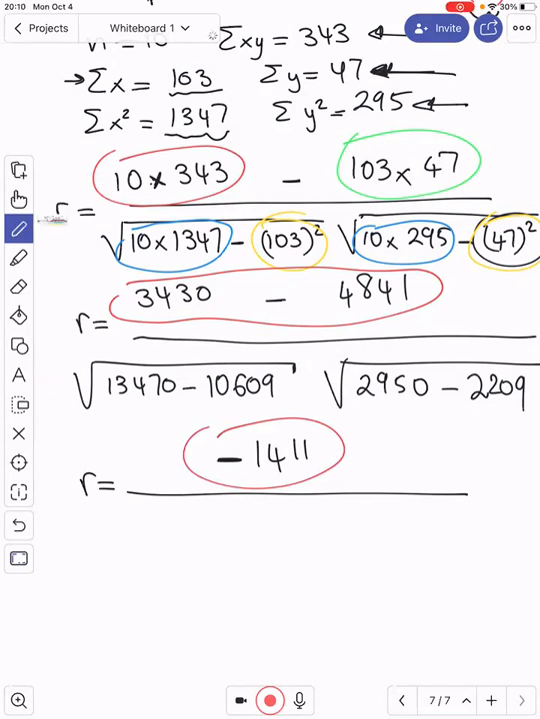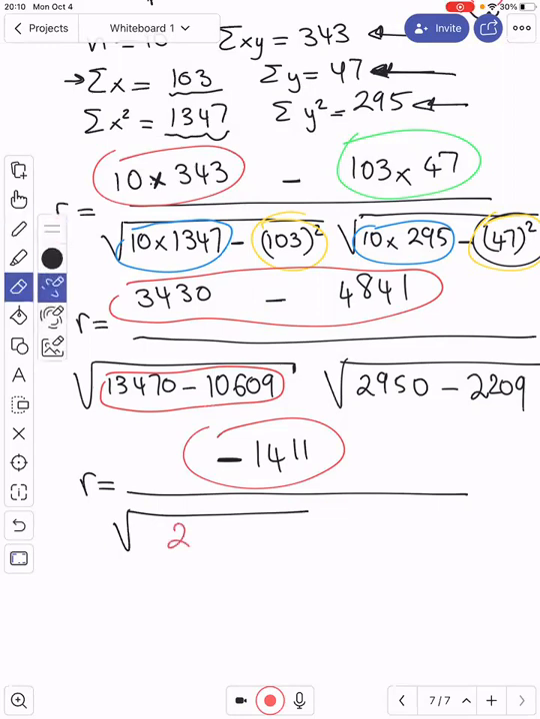Now, in the bottom, guys. So first, we need to do what's inside under the square root. So under the first square root, we have this 13,470 minus the 10,609. So that'll be equal to, actually, if I'm not mistaken, 2,861. Okay. So that's my first square root.